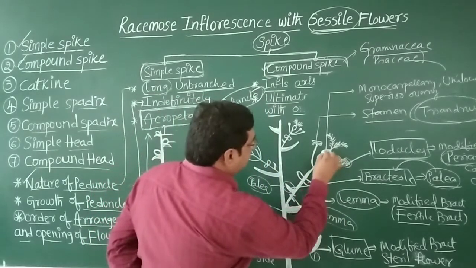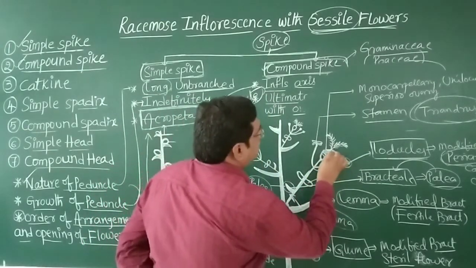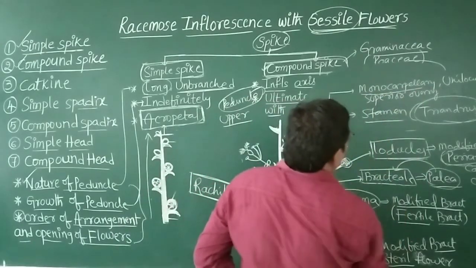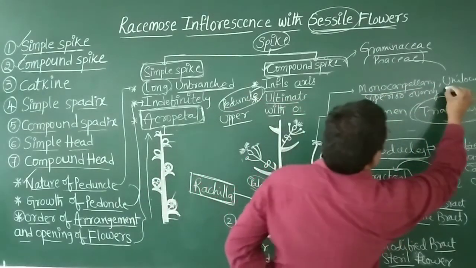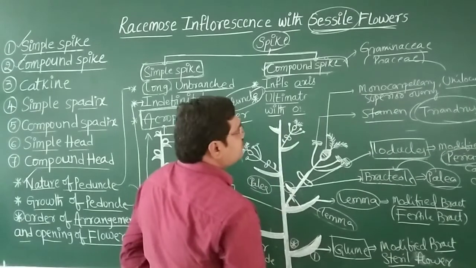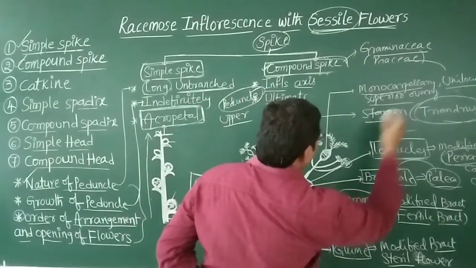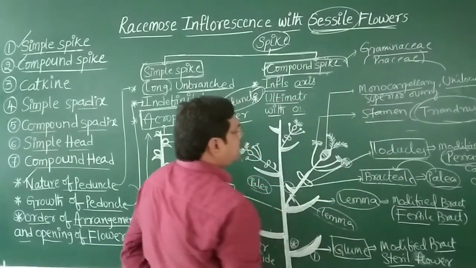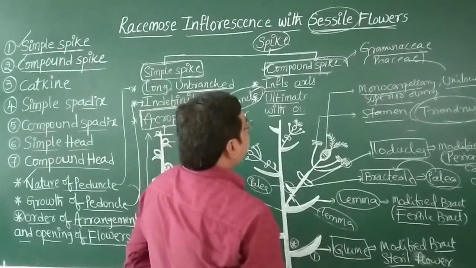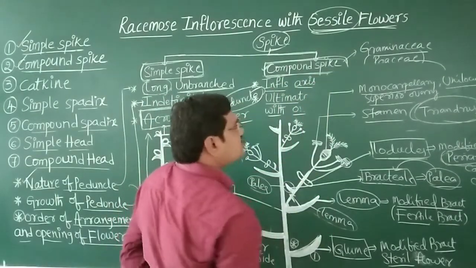So this is the gynoecium. This is a single carpel, that is called monocarpellary and unilocular. Only one locule is there, that is called unilocular. It is a superior ovary. So this is the characteristic feature of the gynoecium in a compound spike.